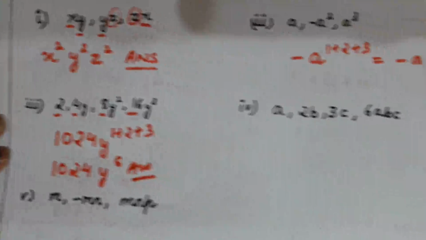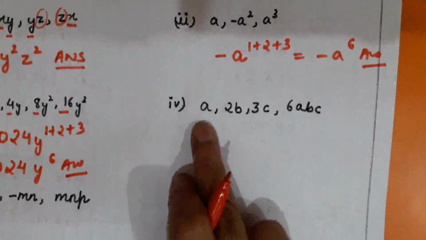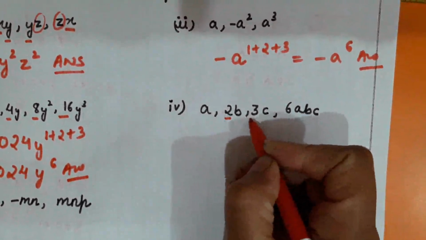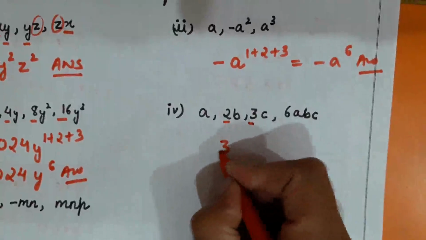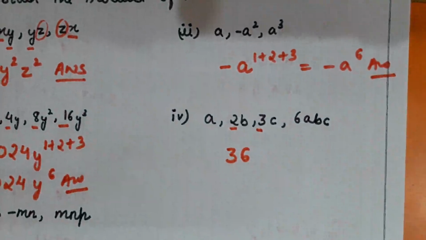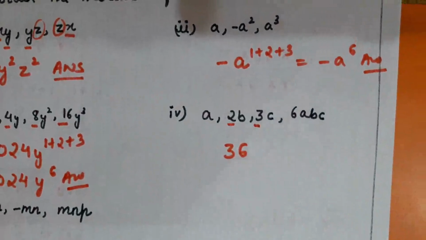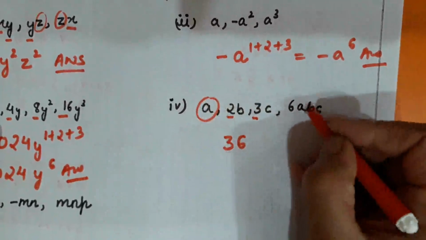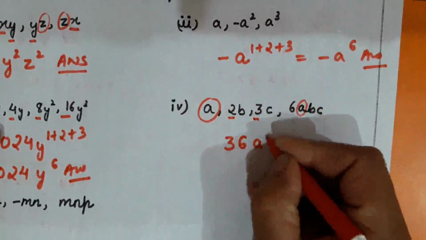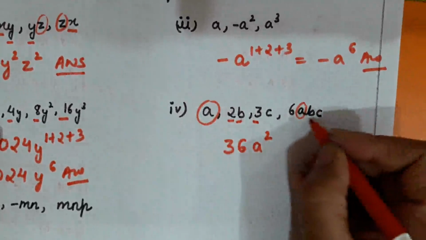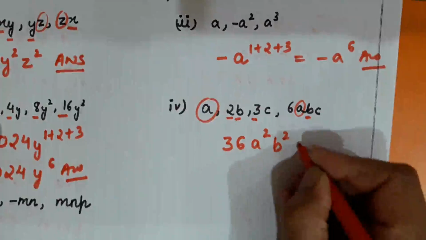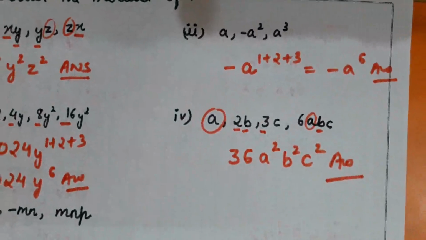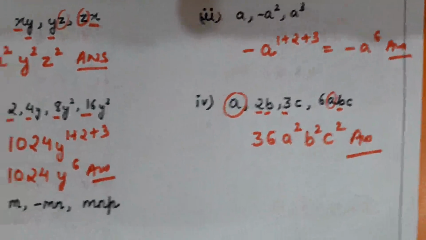Now let's move to the next part, fourth part. A, 2b, 3c, 6abc. So 2 multiplied by 3 is 6, 6 sixes are 36. So after multiplying the numeric value, you will get 36. Now A is 2 times. One A is here, one A is here. So you can write A square. Now B and B square and C square. So in this way you can simply write the answer. I hope you are getting my point.